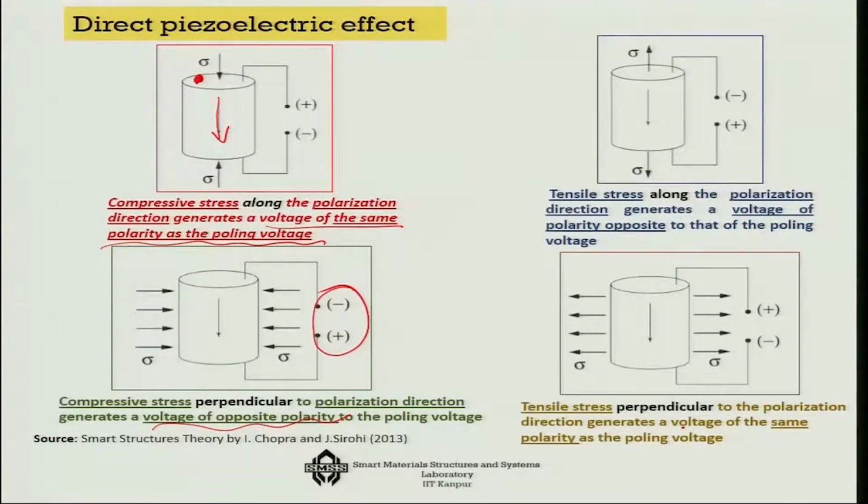Extending the same logic, instead of compression, if you give tensile stress which is opposing the direction of polarization, then naturally you will generate a voltage which is opposite to that of the Poling voltage. And if you apply the tensile stress in the perpendicular direction to the polarization, then what you are going to get is a voltage which is of the same polarity as the Poling voltage. So these two cases are just an extension of the first two logics.